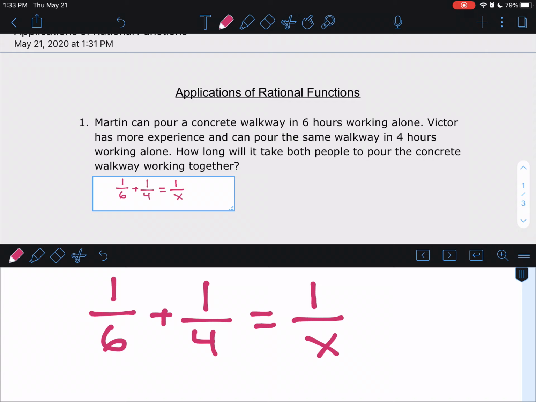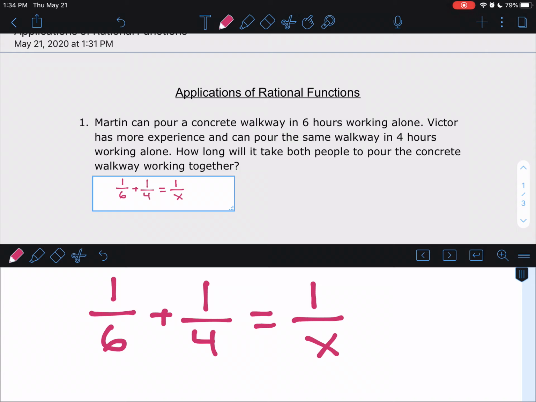So here, the numerator is the number of walkways, and there's only 1 for each situation. There's only 1 for Martin, 1 for Victor, 1 for the 2 of them together. But then the denominator is the hours. So the denominator is 6 for Martin, it's 4 for Victor, and then we don't know how many it is for the 2 of them together. So I have to solve this now.